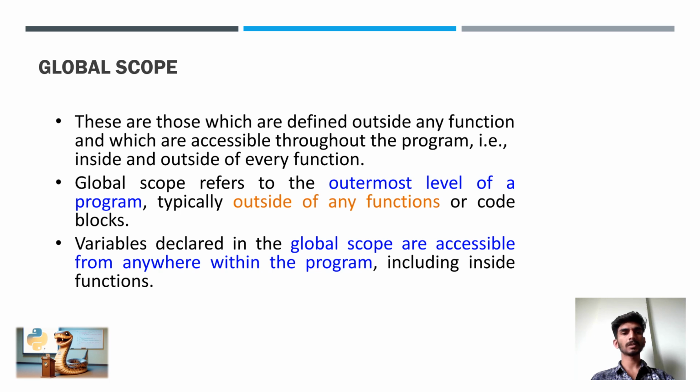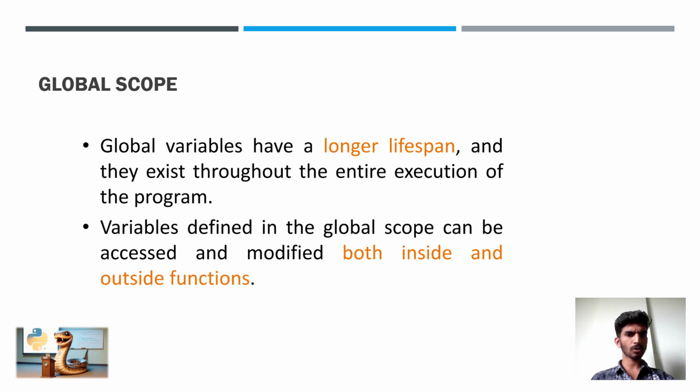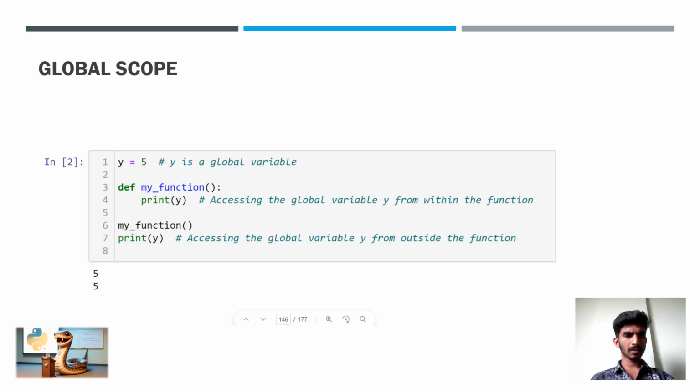Before the example, global scopes also have a longer lifespan because they are globally accessible, both inside and outside the function. So that's what I said. This is an example. y is equal to 5. This y variable is a global variable, which can also be called global scope. How? I will explain. def, we are defining the function. My function is the user defined function, and we are printing y. We are also calling the function my function, so it will print the y value 5.